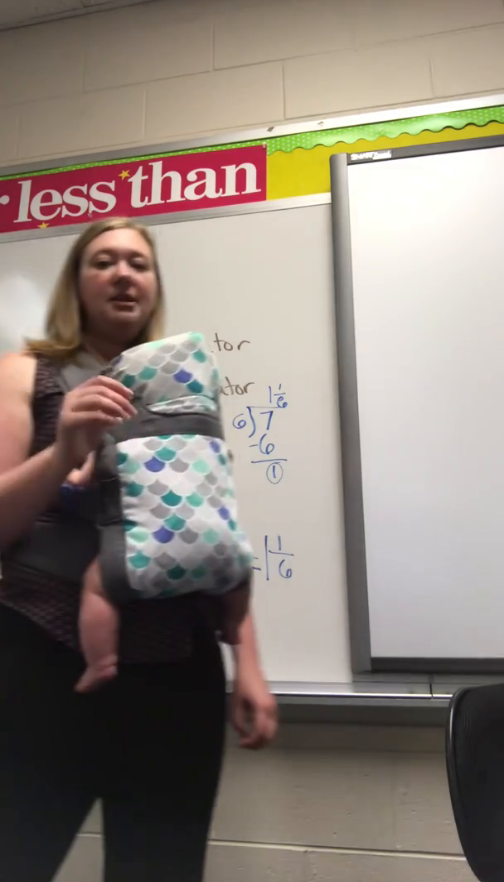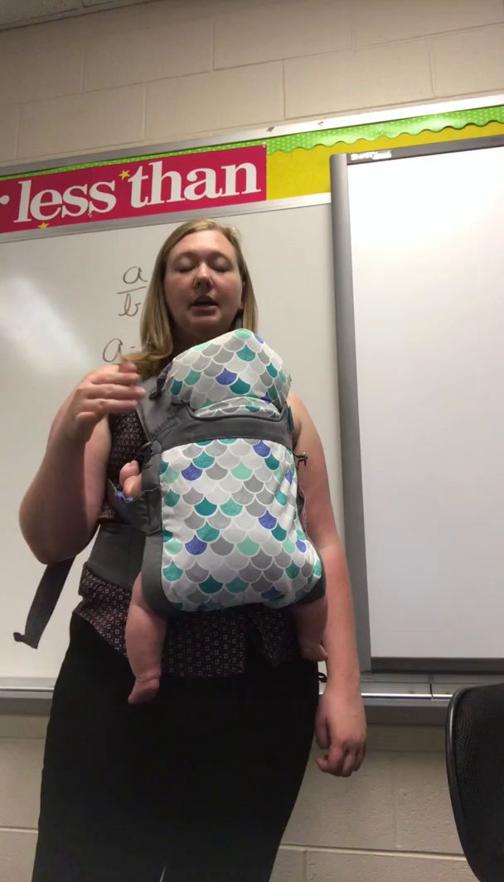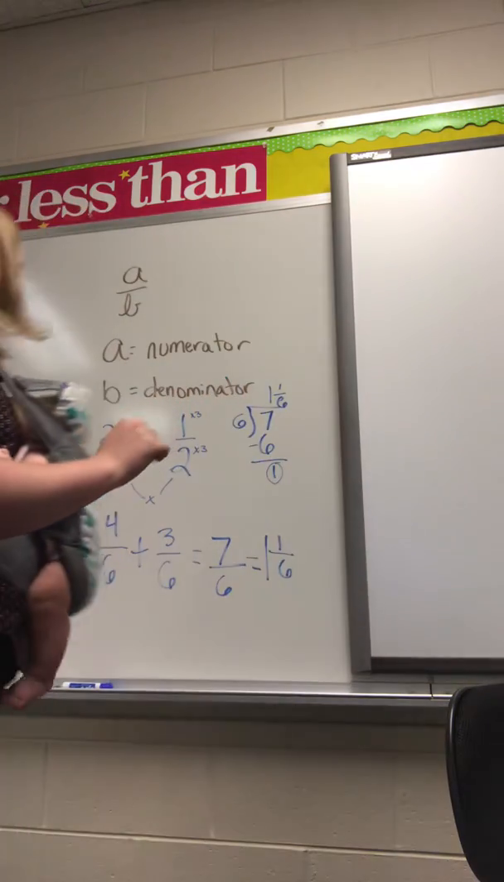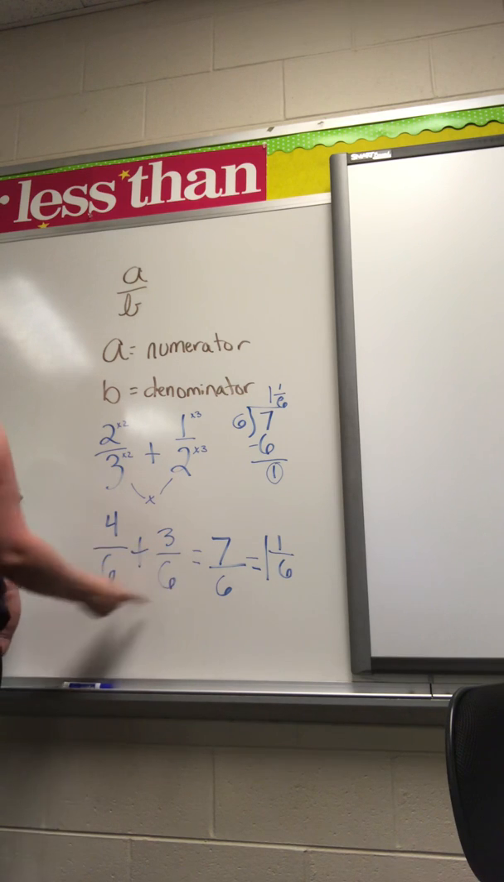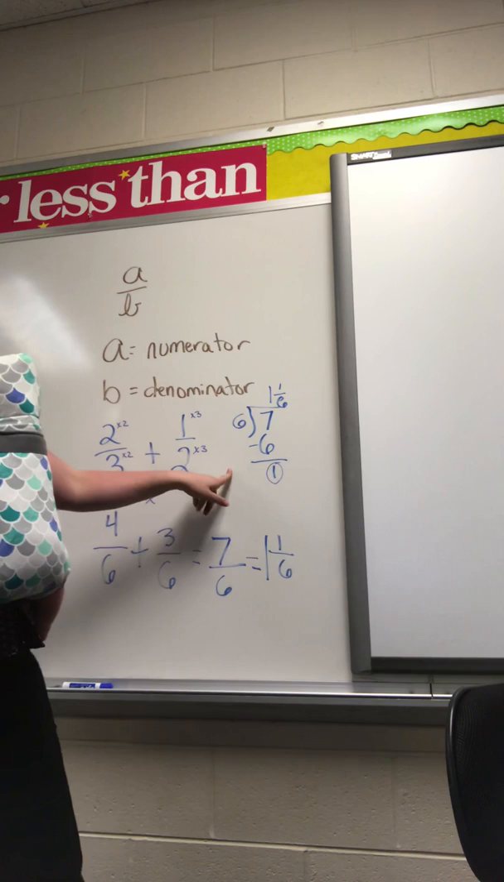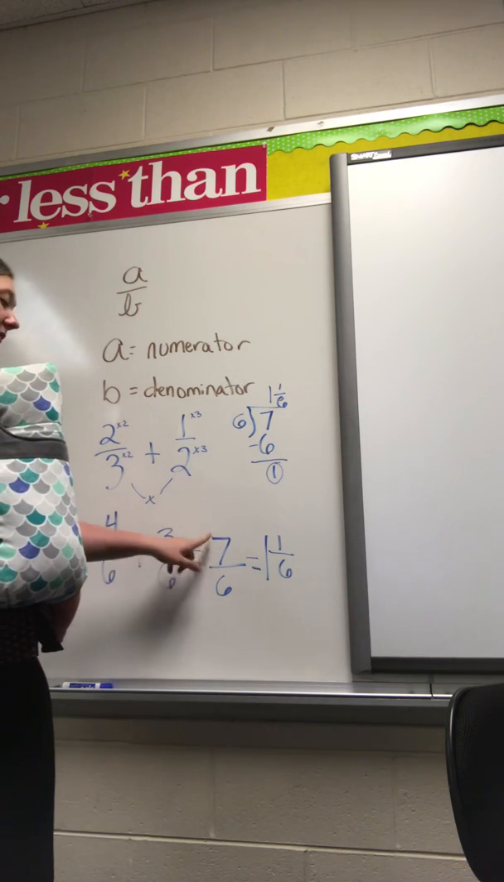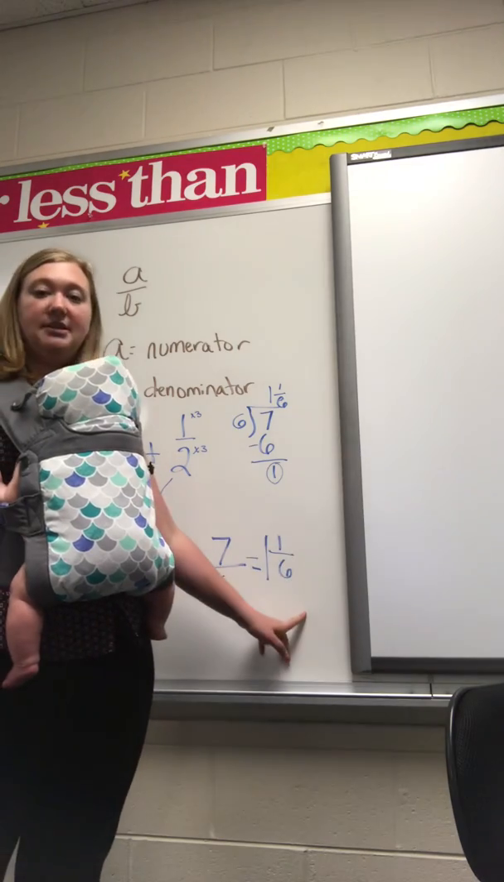Now that we have common denominators, we're going to add the numerators going straight across, and we keep the denominator. 4 plus 3 is 7. The 6 stays the same. And we divided to find that 7/6 was equivalent to the next number, 1 and 1/6.